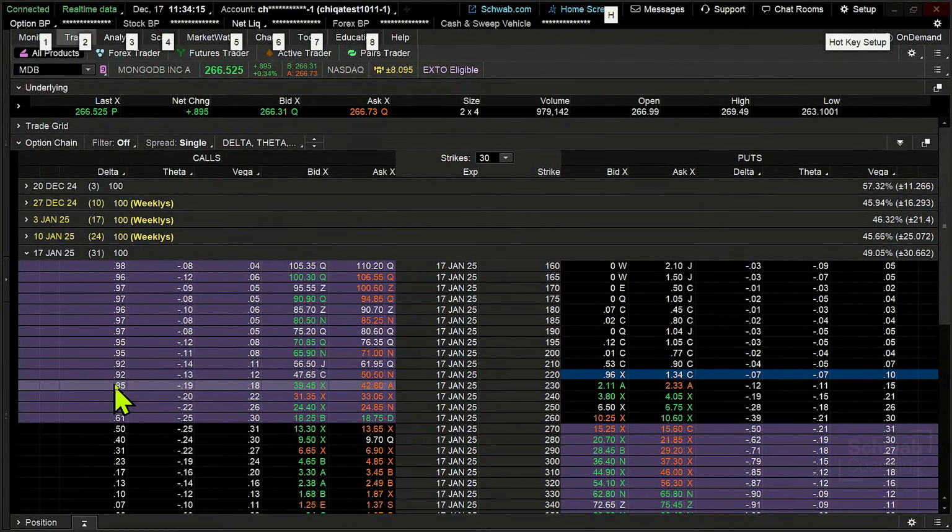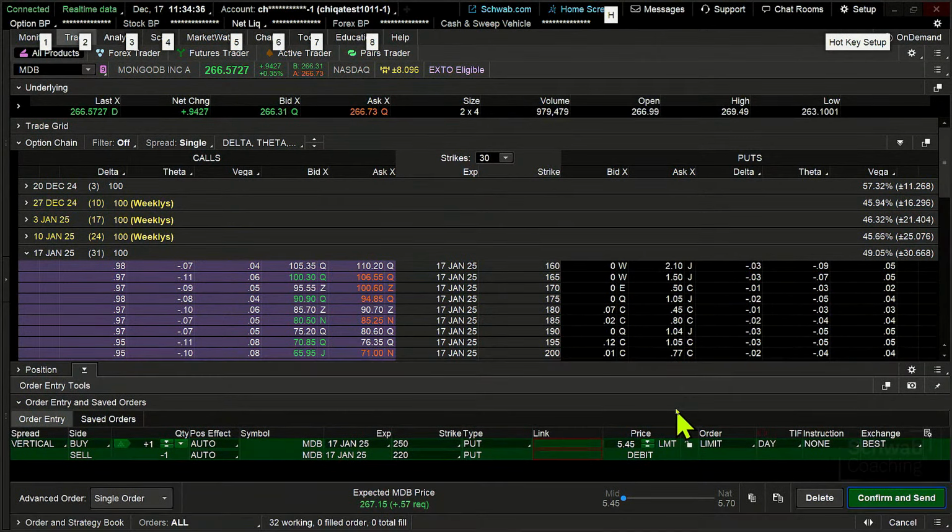And then at the same time, I'm holding my control key down. I'm going to come down here and buy, because I still have that expectation that this is going to go down. It's trading at 266. I'm going to buy the 260 put. Actually, you know what? I'm even going to buy a little bit further out of the money. I'm going to buy the 250 put. So we're going to have a 250, 220 long put vertical spread.